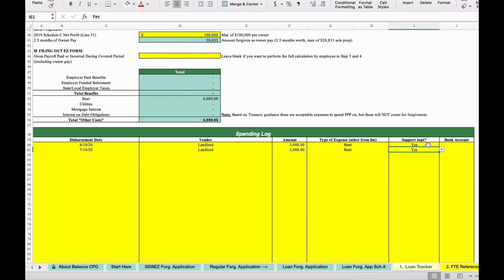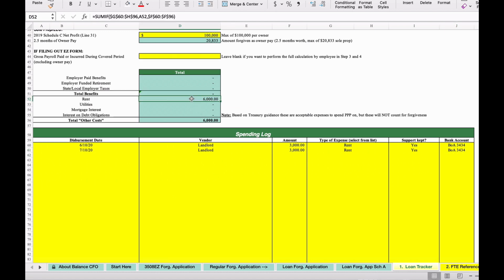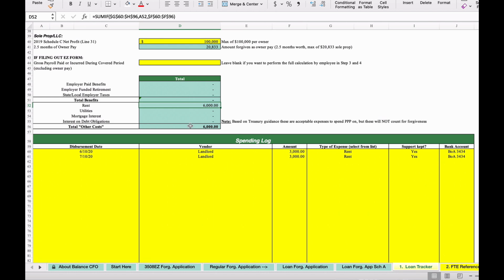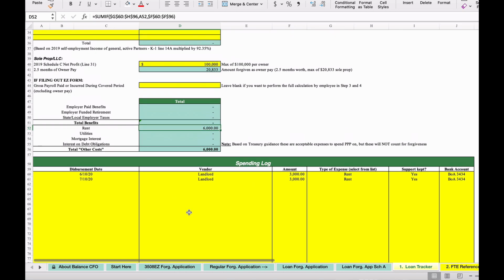You want to be keeping support for all of this because it could be asked for at any point in time. And let's say that came out of my Bank of America account, last 4 digits. So that's what you're going to fill in. It's automatically going to pull this rent up into this summary here. And again, any of these types of costs you would put down here and categorize them.